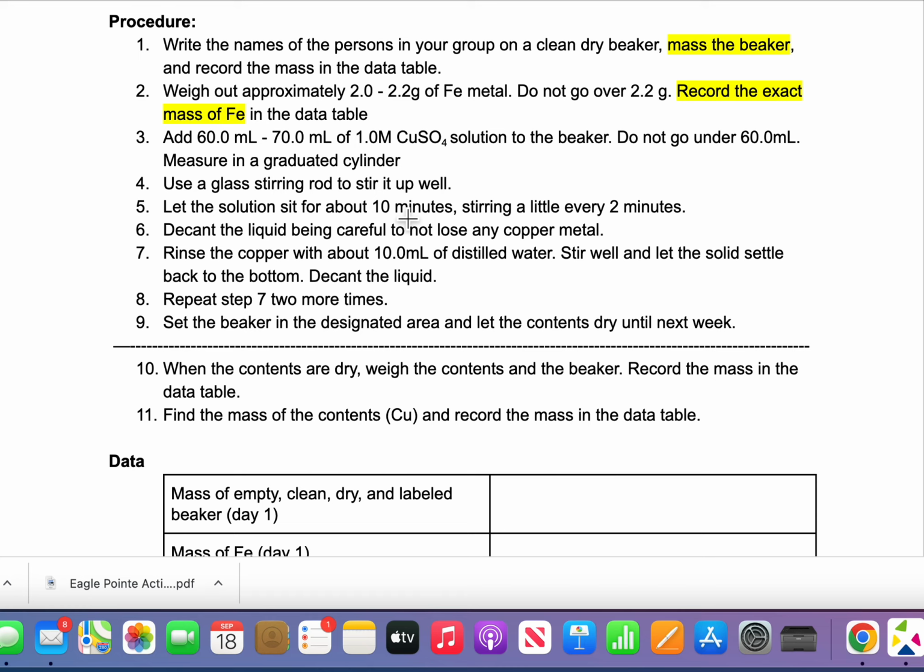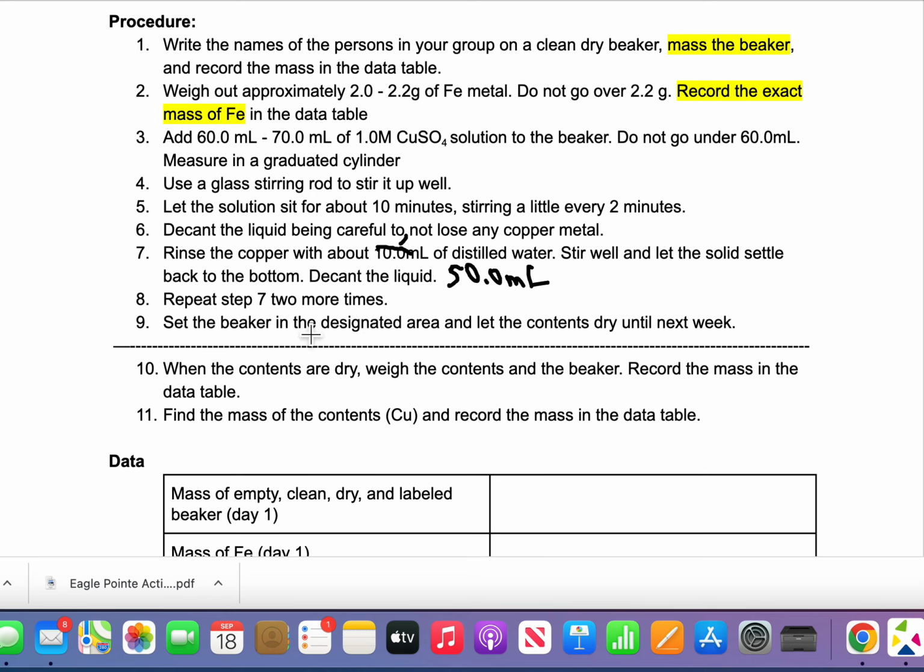You're going to rinse it though, and this says to rinse it with 10. I'm going to cross that 10 off. You need to do a lot more than 10 milliliters of water. You need to do at least like 50 milliliters each time you rinse it. You can just approximate it. The water is in the milk jug, but you need to rinse it really well. To get good results, you have to rinse it well, and make sure you rinse it a couple times.